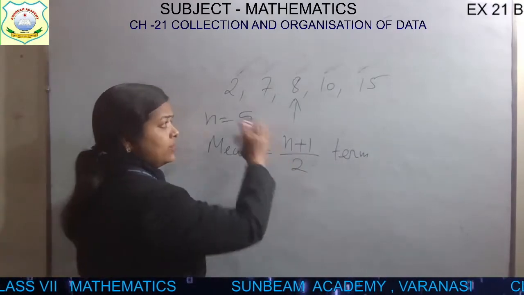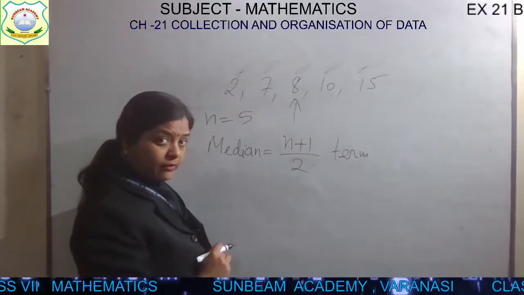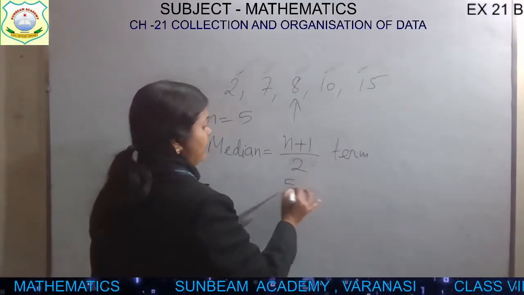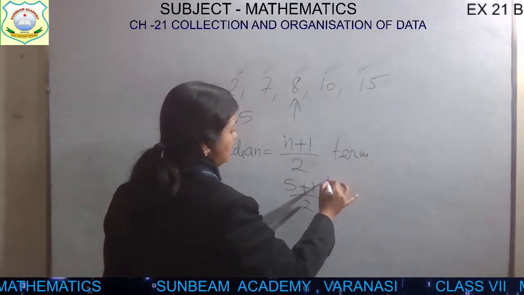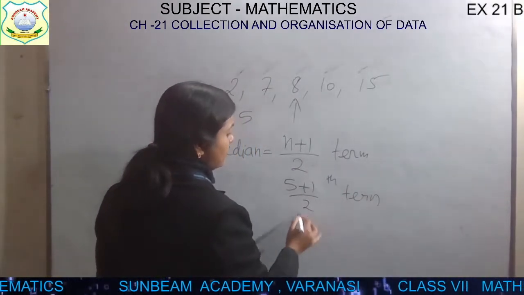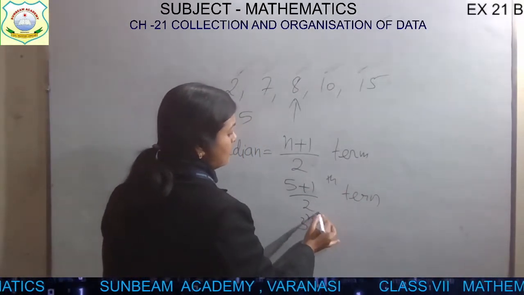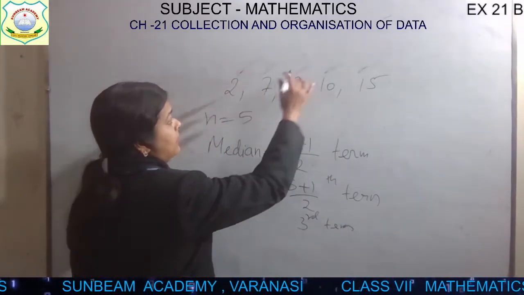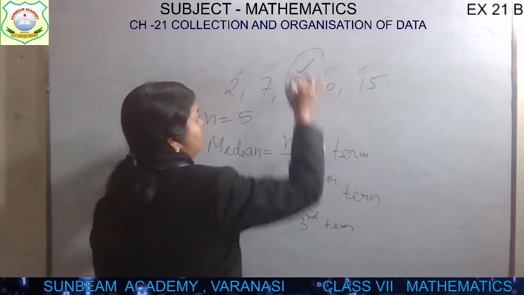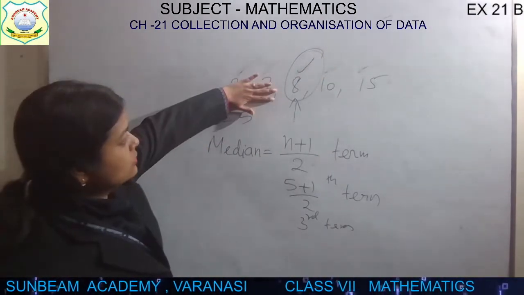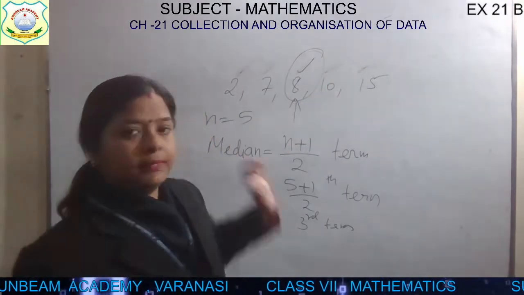N is what, children? Total number of observations, that is 5. How many observations are there? 5. So n is 5. So 5 plus 1 by 2th term. So this is 6 by 2. That means, beta, what will it be? 6 by 2 means the third term. This is the third term. Which is the third term? First, second and third. So 8 is the median here. What is 8? Median. The middle one.